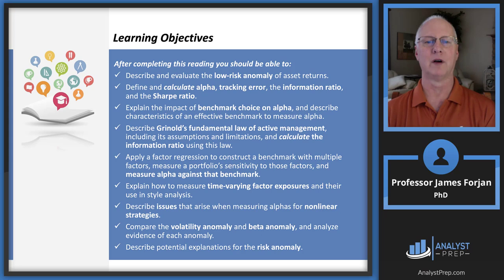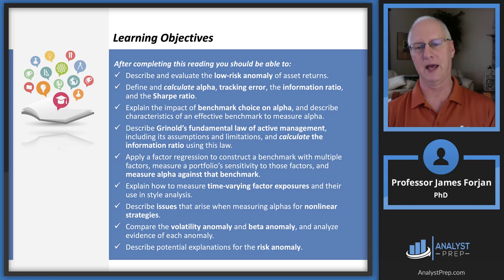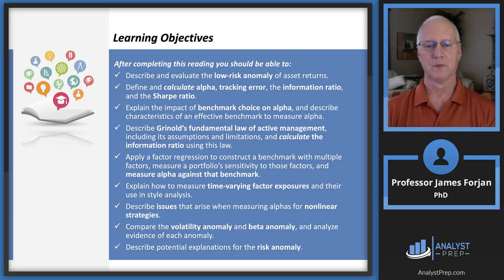Then we'll talk about a fundamental law of active management, and we'll go ahead and look at an information ratio. We'll do some regression analysis, and we'll bring in what we talked about in a previous slide deck about factors and factor analysis. So that's going to be a good link between what we've done in the recent past versus what we're doing now. And we're going to take a specific look at Warren Buffett and his performance over some specific time period. And then we'll end with a discussion on some nonlinearity. We'll talk about some other anomalies very briefly in the last two or three slides. So let's go ahead and get to it.